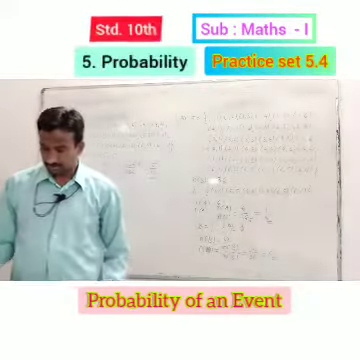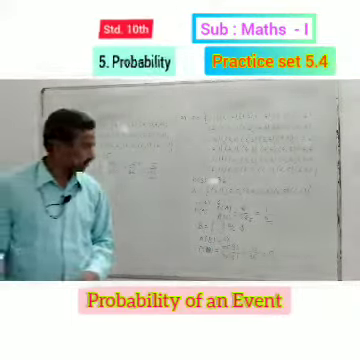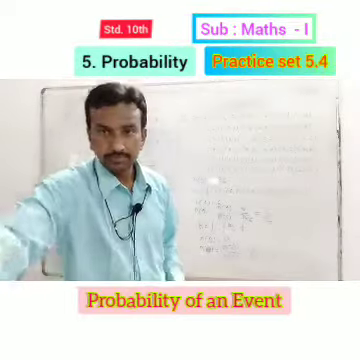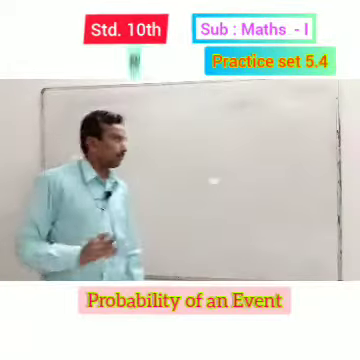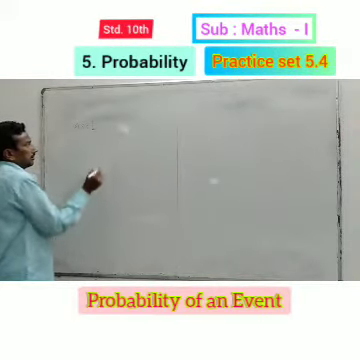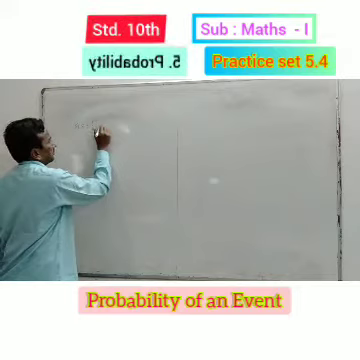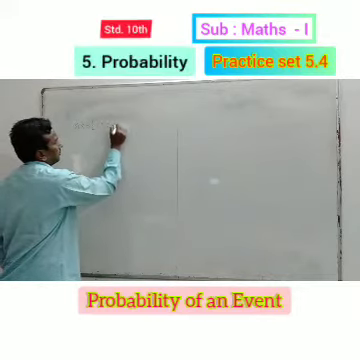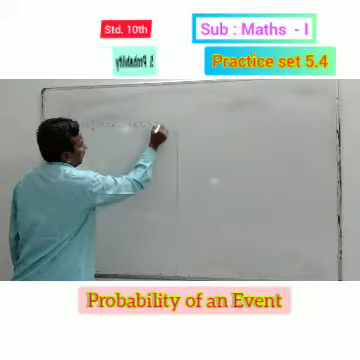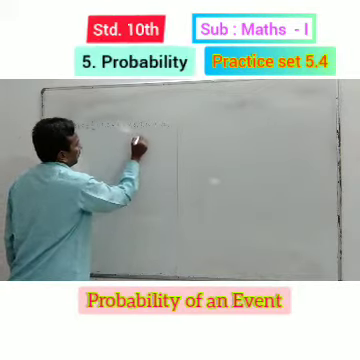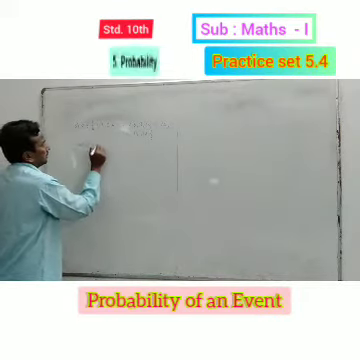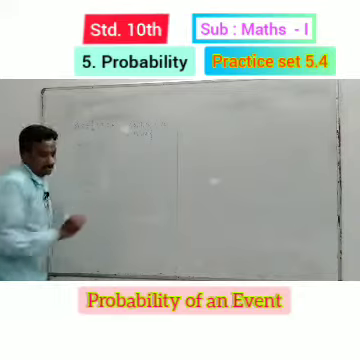Sample space: yes, there are 15 tickets in a box, which means 1, 2, 3, 4, 5, 6, 7, 8, 9, 10, 11, 12, 13, 14 and 15. This is the sample space. The number of S is equal to 15.